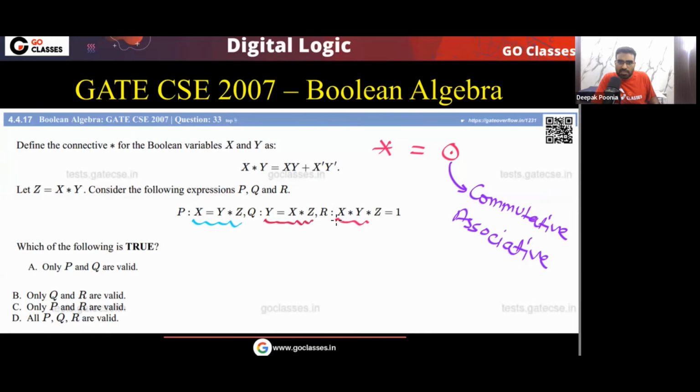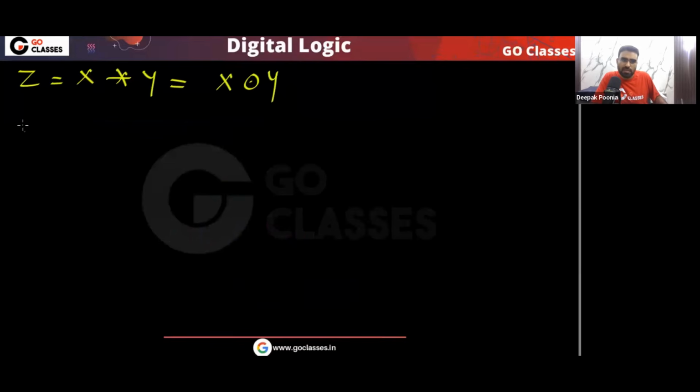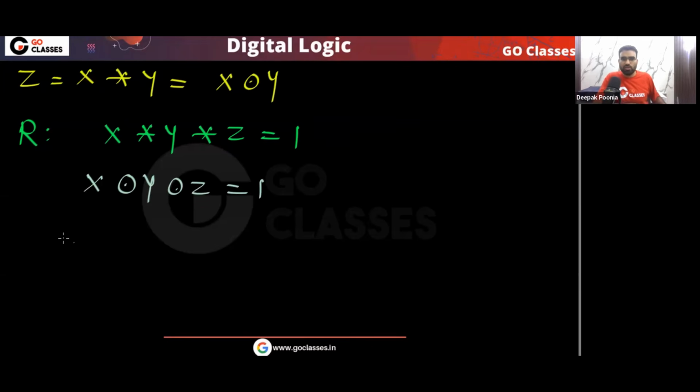Now let's see what is R. R is saying X star Y star Z equal to 1. This is what R is saying. R is saying that X star Y star Z is equal to 1. Okay, you know what is star. Basically, star is XNOR. That you already know, XNOR. Okay, so let's do this. X XNOR Y XNOR. Already you know what is Z. This is given in the question. Z is basically X XNOR Y.